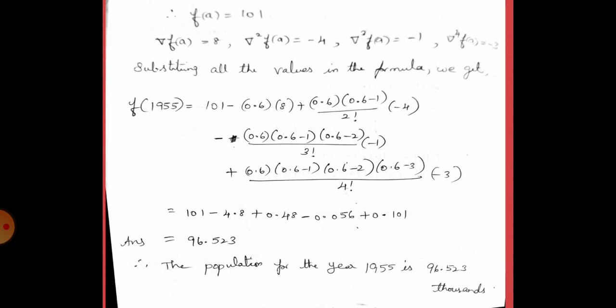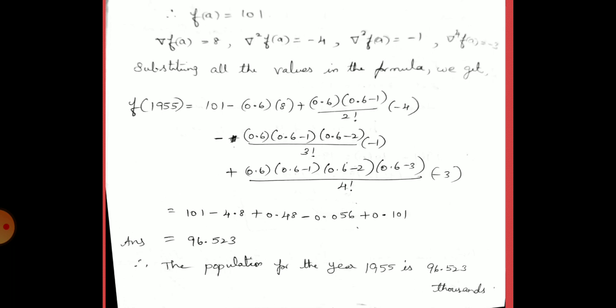f of a minus nh equals f of a minus n into del f of a plus n into n minus 1 by 2 factorial into del squared f of a minus n into n minus 1 n minus 2 divided by 3 factorial into del cube f of a plus n into n minus 1 n minus 2 n minus 3 by 4 factorial into del power 4 f of a. Therefore f of a equals 101, that is the last value. And then apply the remaining values. Del f of a is 8, del squared f of a is minus 4, del cube f of a is minus 1, del power 4 f of a is minus 3.